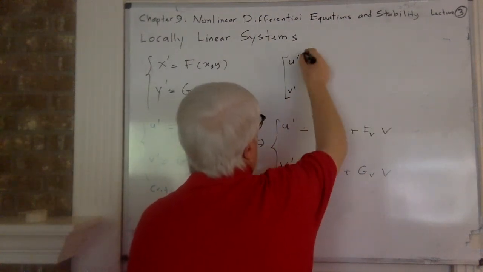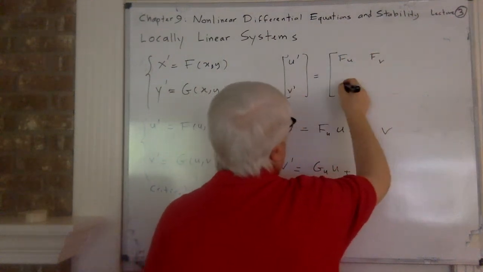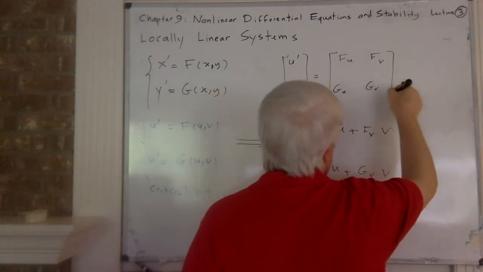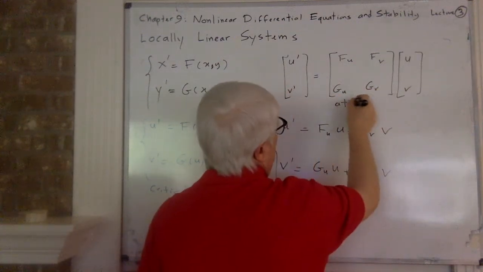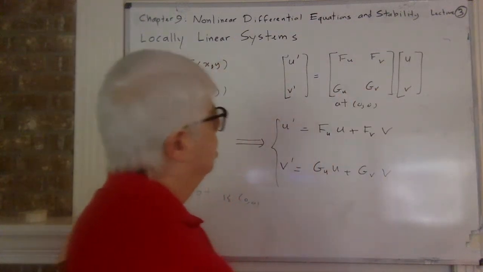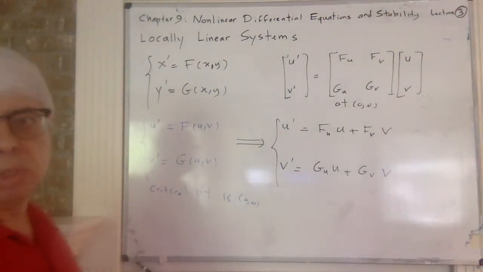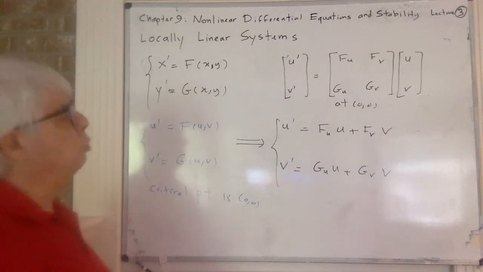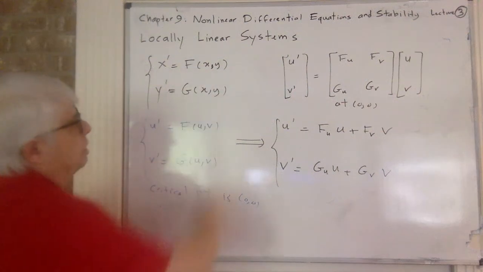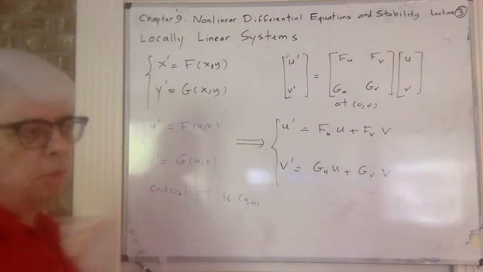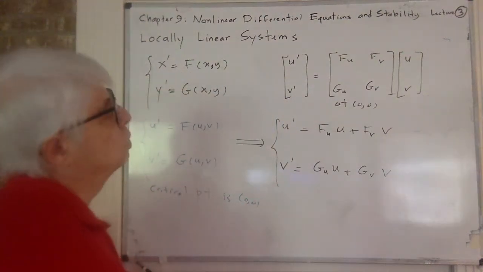U prime, v prime is this matrix fu, fv, gu, gv, and the u and v. Now these are all at 0, 0. If the critical point is 0, 0, there is no need to do that, but if not, you can. What we usually do is ignore that AB, because we just find fx and fy, because those constants will just go away. And then at the end, if we want to solve it, we can solve it.